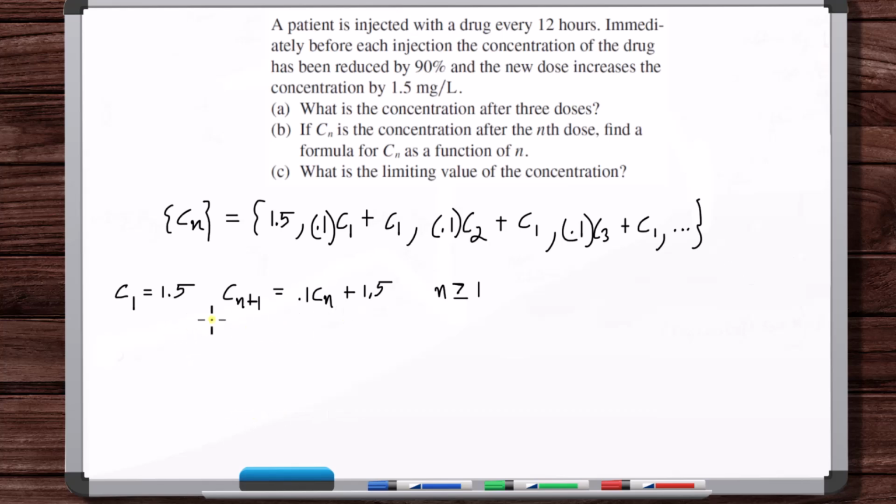Okay, so let's go ahead and use this to answer part A. So after the first dose, the concentration is 1.5, C1. Now you might be wondering, wait a minute, couldn't we have plugged in 1 into the formula? Yeah, but 1 gives you C2. When you plug in n equal to 1, that gives you C2. Okay, and that's going to be 0.1 times C1 plus 1.5.